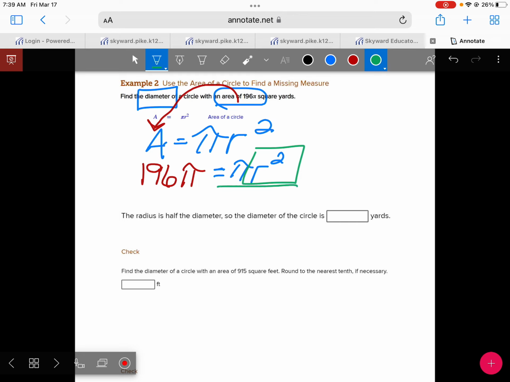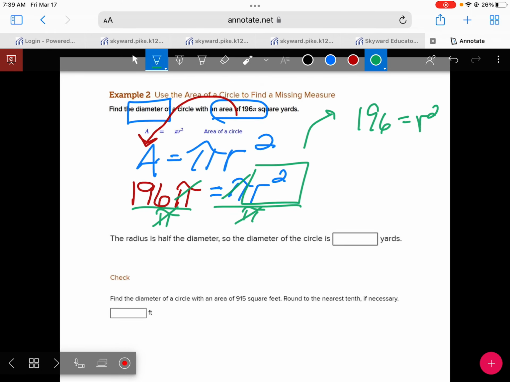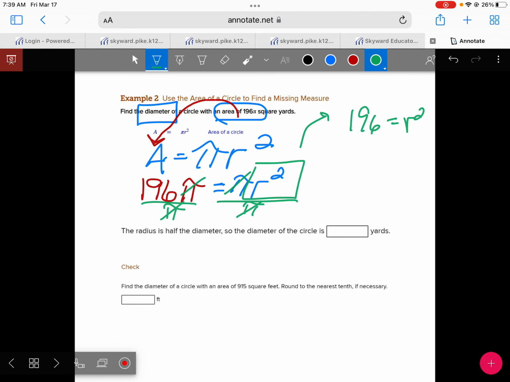Pi is being multiplied, so I'm going to divide by pi. On the right, pi is going to cancel out. Okay? And pi cancels out over on the left. So I'm left with r squared equals 196. Well, I don't want r squared. I just need to get what a radius is. Okay? So take the square root. Take the square root. R is equal to, should be 14.